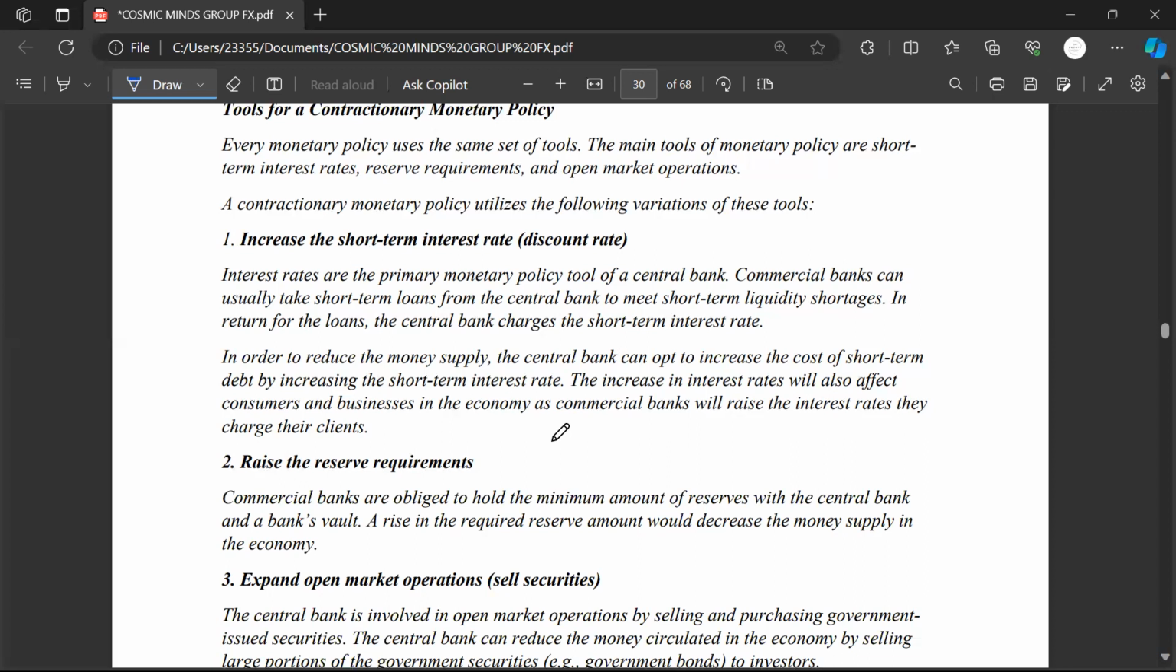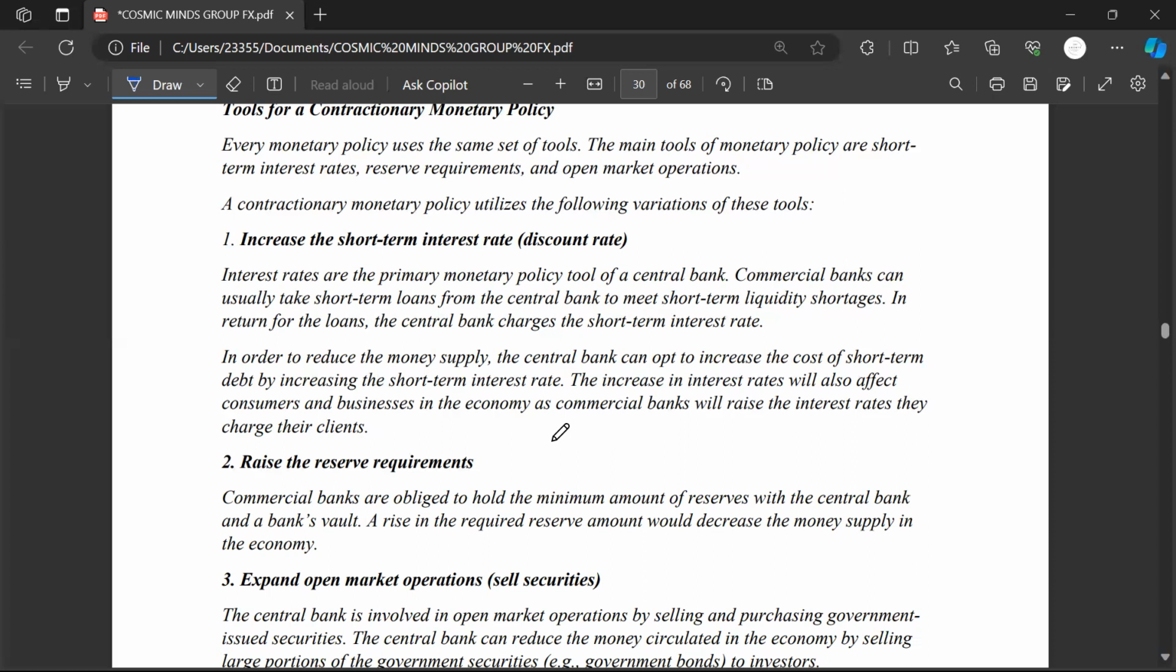The increase in the interest rates will also affect consumers and businesses in the economy, as commercial banks will raise the interest rates they charge to their clients. So this is the way they are trying to control the money supply in the system. If you are a bank or an institution, you also borrow money. Let me draw your attention to that. They also borrow money.